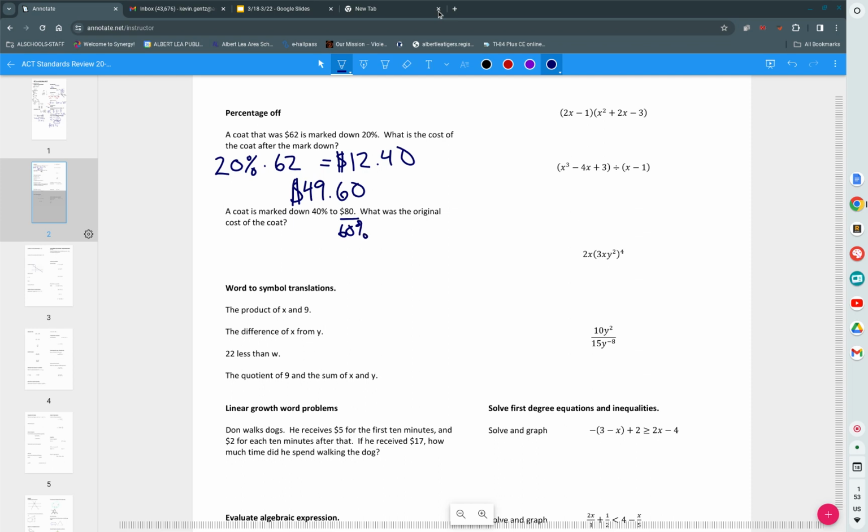So what I'm saying is 60% of the original value, so the original cost, is equal to $80. So if you had that type of equation, 60% times C is equal to 80, or 0.6C is equal to 80, you would simply just divide both sides by 0.6, and you would get the original cost is $133.33.